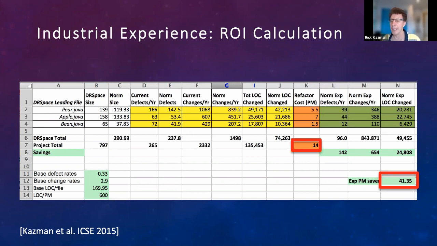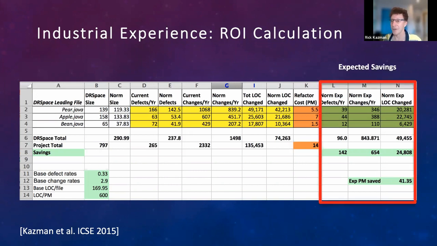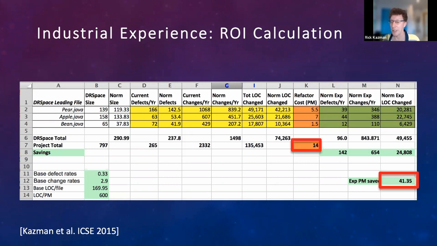Given that, we could calculate the amount of effort that would be expected to be saved by doing this refactoring, by taking the number of lines of code that you don't have to write because you've removed the design flaws. We calculated that they would save 41.35 person months of effort in the first year alone. This would require 14 person months of effort. It's a 300% ROI in the first year alone. That's data that you can take to your manager and argue for a refactoring.